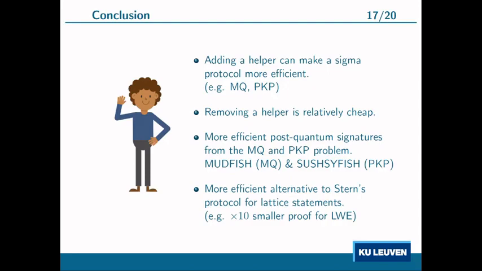If we apply the Fiat-Shamir transform to these new Sigma protocols, we end up with new post-quantum signatures, which we call Mudfish and Sushifish. Mudfish and Sushifish are more efficient than existing signatures that rely only on the hardness of MQ and PKP. And finally, we saw that we can use our PKP Sigma protocol as a more efficient alternative to Stern's protocol for many lattice-based statements. That's all.